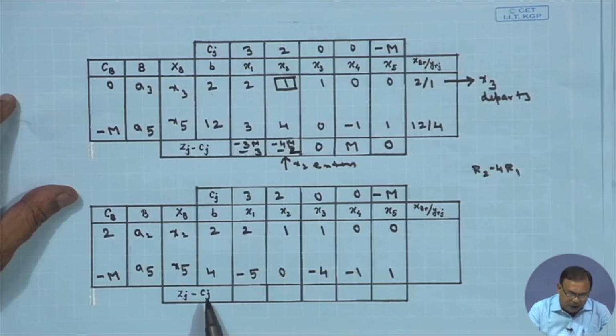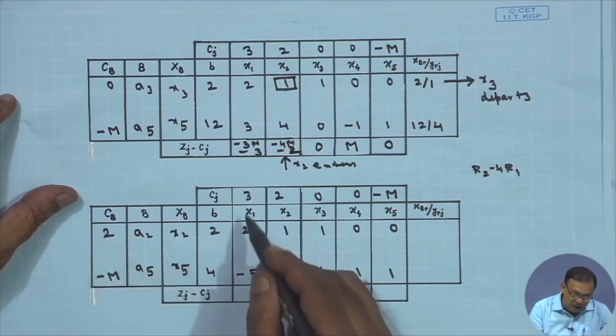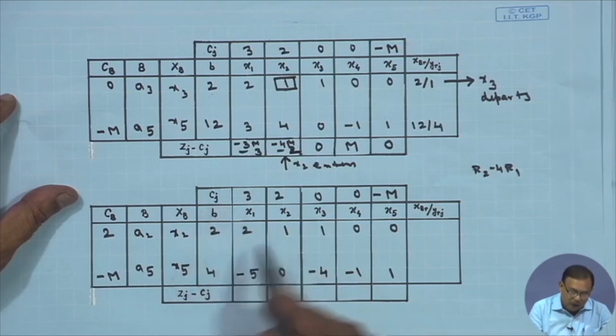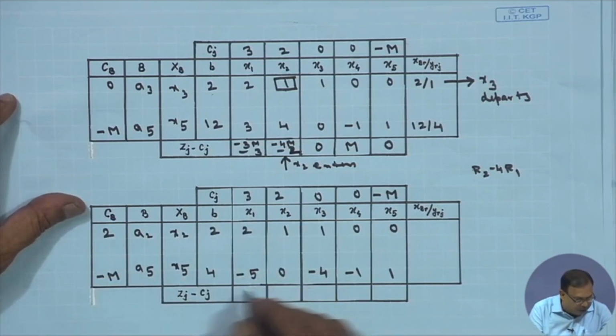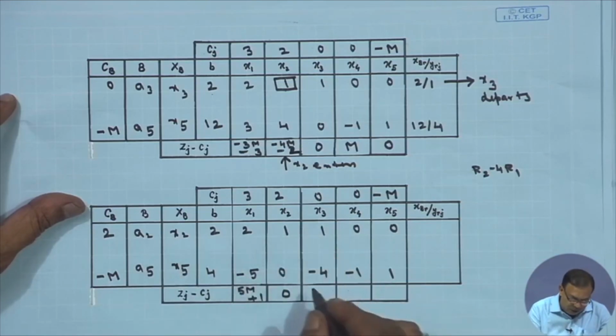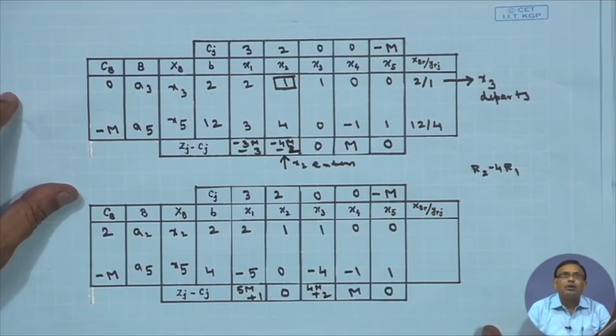value. Zj minus cj, you already know how to calculate this: cB into xB minus cj. So, this into this minus this into this minus this, that is here it will be 5M plus 4 minus. So, it will be 5M plus 1, next one will be 0, 2 minus 2, 0, next one will be 4M plus 2, next one will be M and next one is 0.